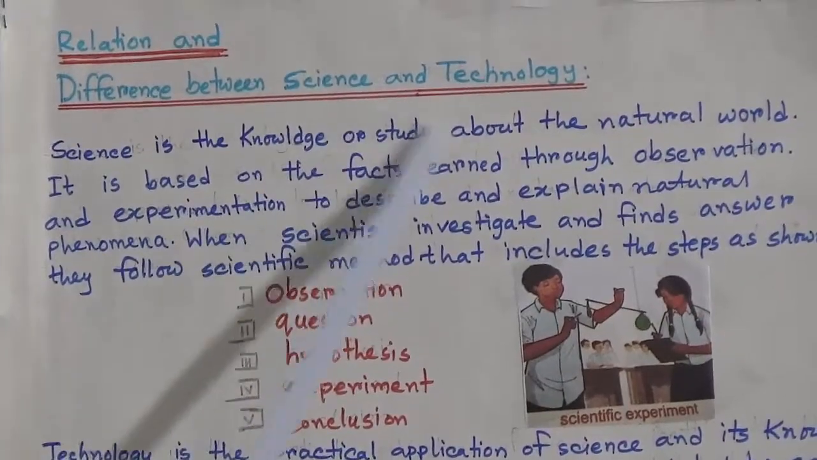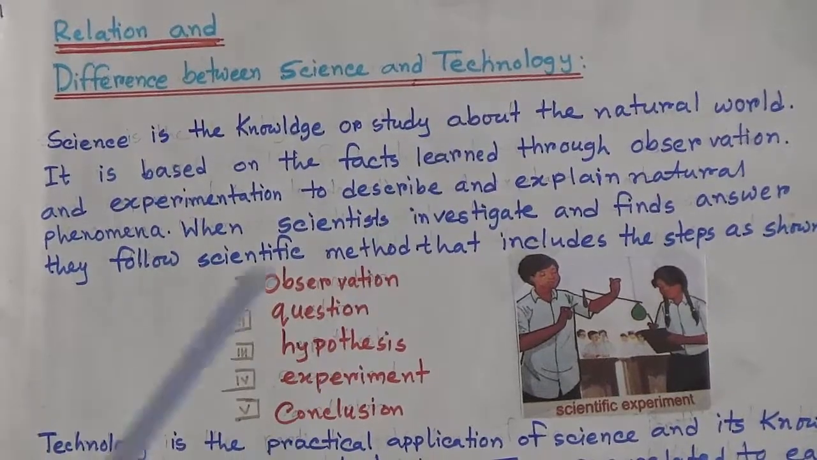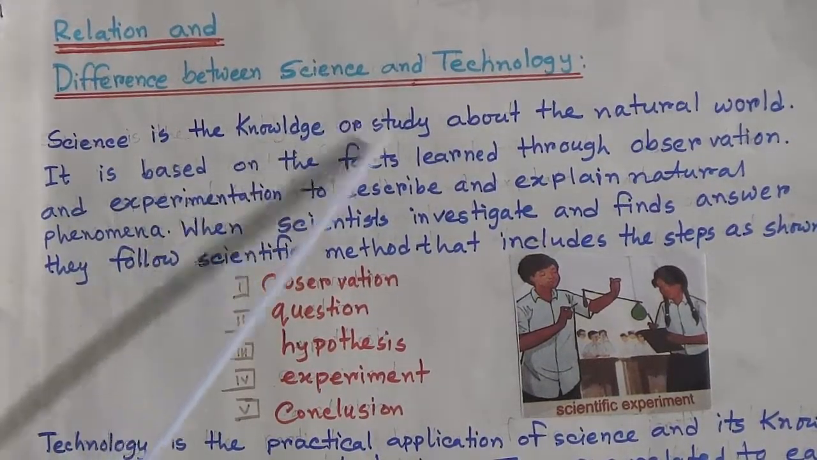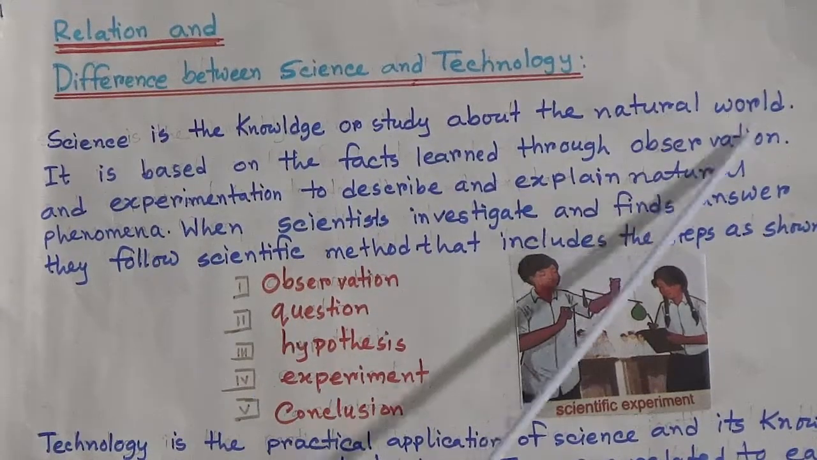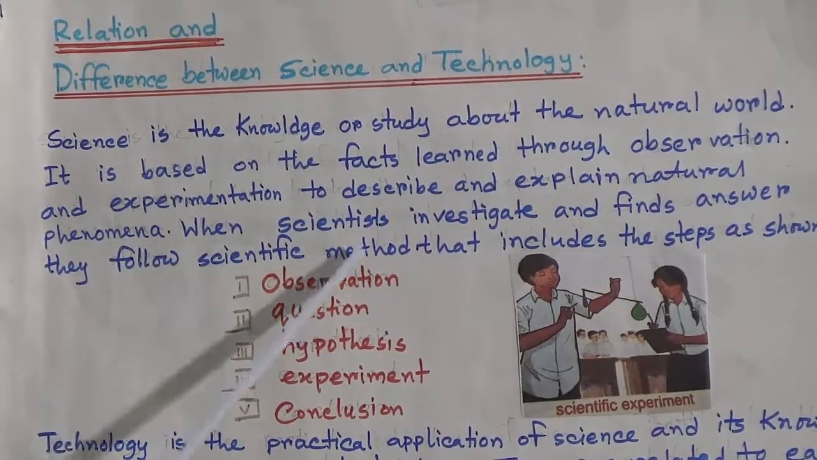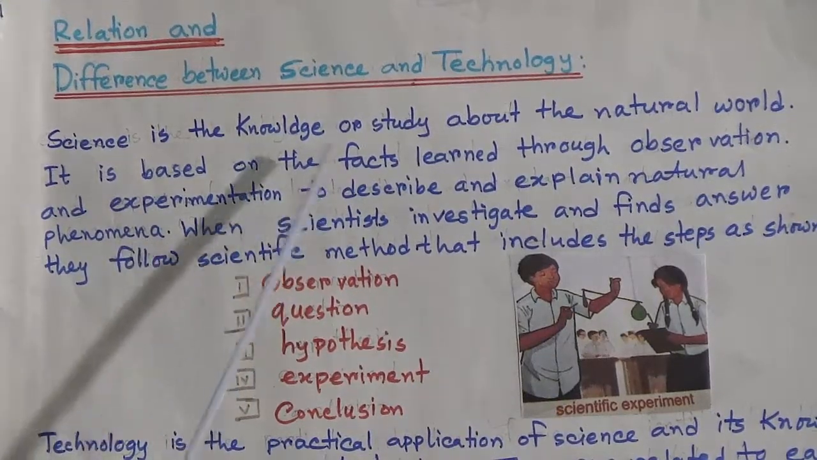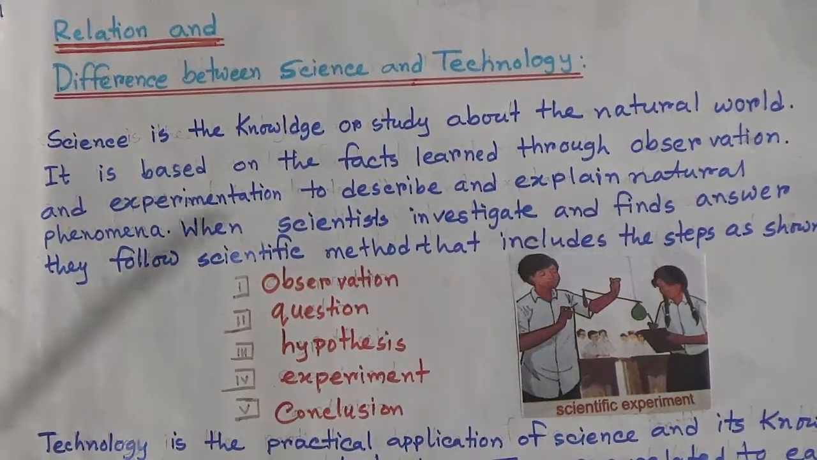So in this topic we learned that technology is the practical application of science. Then the relation and difference between science and technology. So what is the difference and relation? Science is the knowledge or study about the natural world. It is based on the facts learned through observation and experimentation to describe and explain natural phenomena. When scientists investigate and find answers, they follow the scientific method that includes the steps as shown.